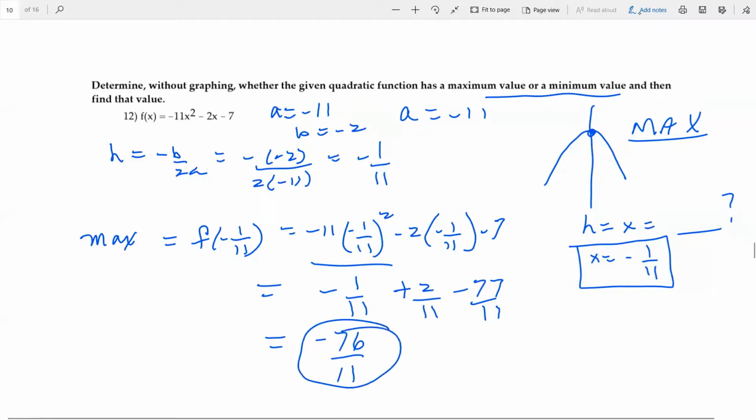So the maximum value, the vertex, is going to be, well, the vertex is minus 1 over 11, and the value is minus 76 over 11. So the maximum value is minus 76 over 11.